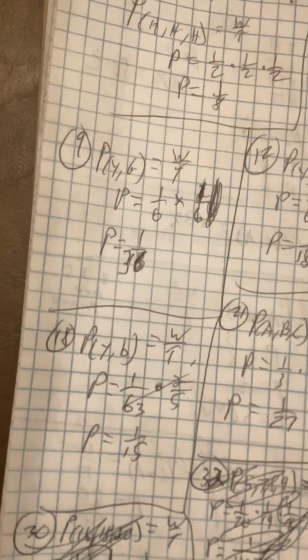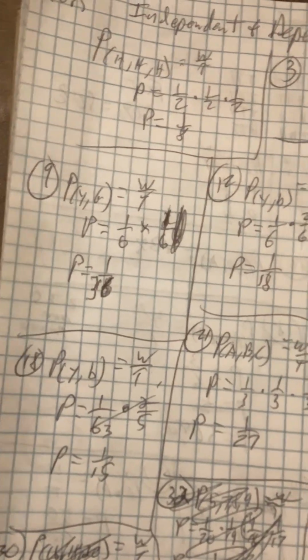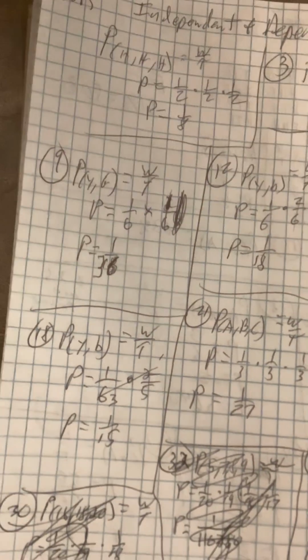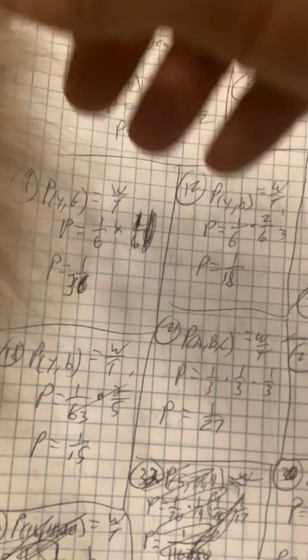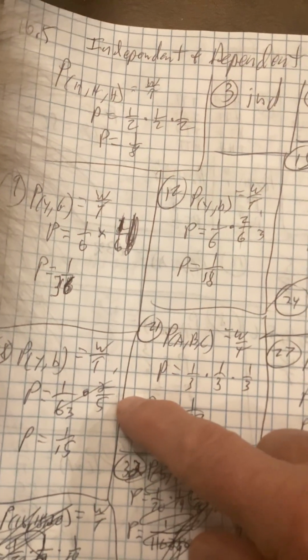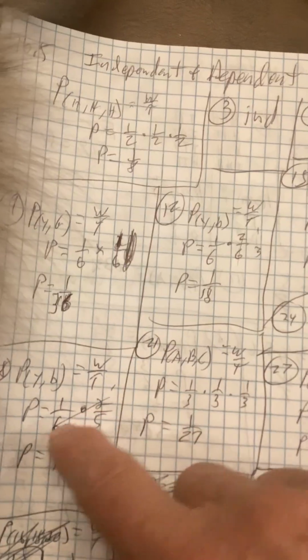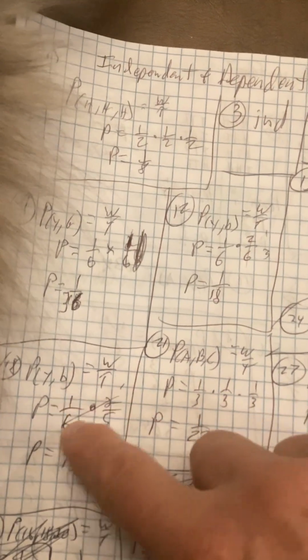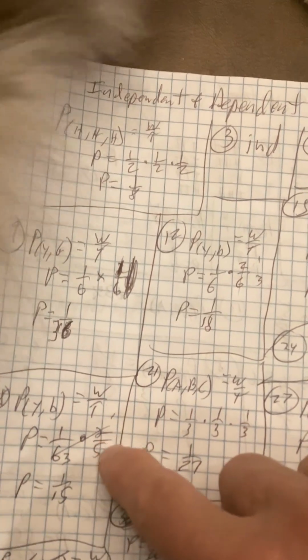Number 18, what's the probability of picking yellow? Well, that'd be 1 out of 6. And then what's the probability of picking blue? That'd be 2 out of 5. And here, 2 out of 6 reduces to 1/3. It can be vertically or diagonally. So the probability would be 1 out of 15 of doing that.